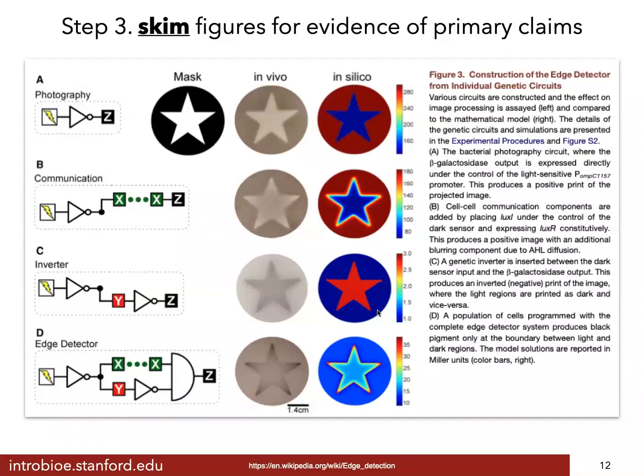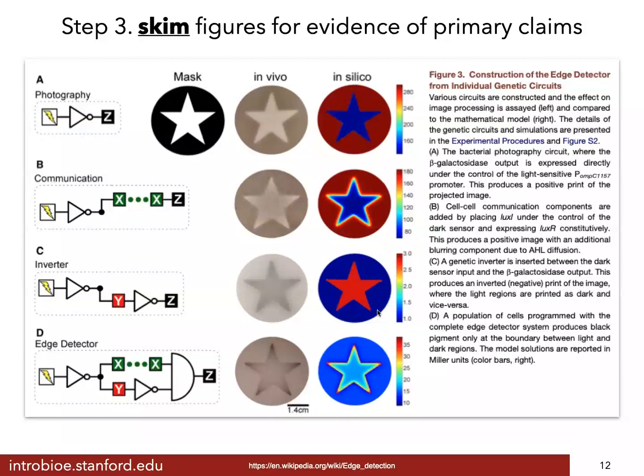Okay, so let me back up. This is a really interesting figure. This has evidence, so I'm going to spend a little bit more time on it. Let me go back to the figure legend at the very top. Underneath the title, it reads, "Various circuits are constructed." I guess these are DNA circuits, DNA code, "and the effect on image processing is assayed or measured," left, "and compared to mathematical models," right, predictions. The details and so on, okay.